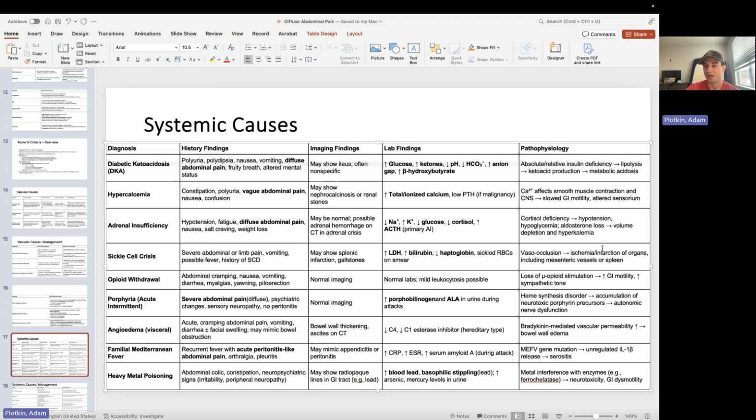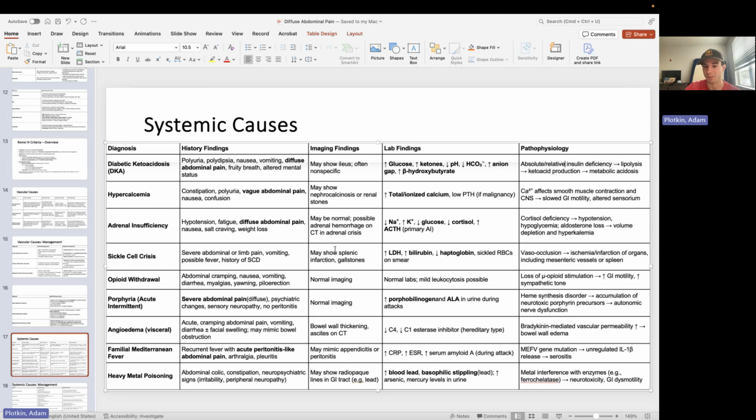The pathophysiology, it's due to a cortisol deficiency, which leads to hypotension and hypoglycemia. And if it's primary, we also get aldosterone loss that leads to volume depletion and hyperkalemia. Sickle cell crisis, right? We get severe abdominal or limb pain. We can get vomiting, possible fever. We'll also probably see the patient has a history of SCD, or they've been admitted to the hospital multiple times for dactylitis, abdominal pain. They've had a stroke at a young age. They've had this acute chest syndrome.